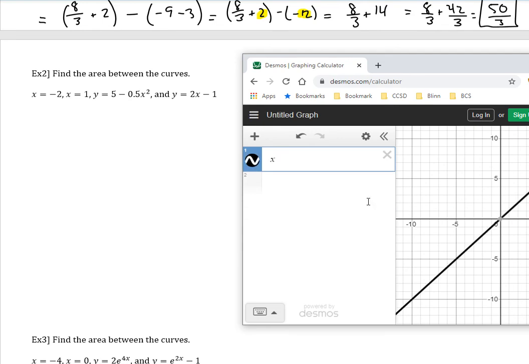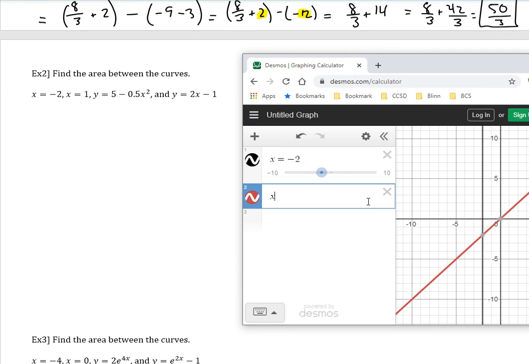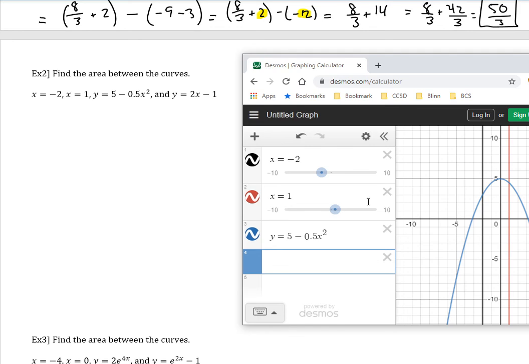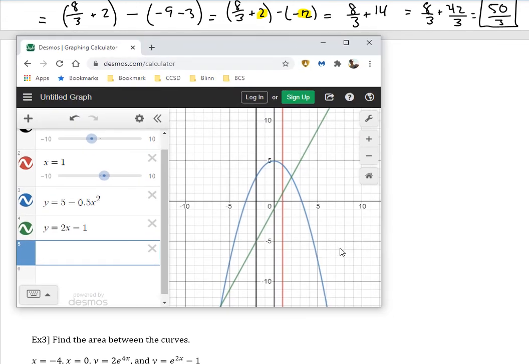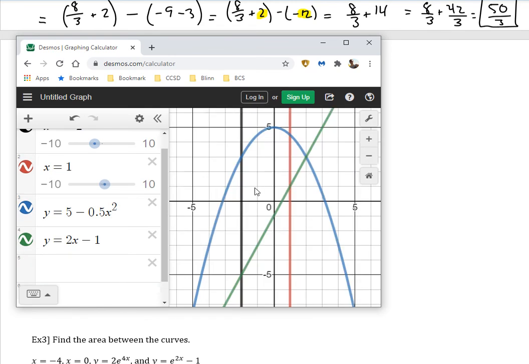We have x equals -2. We have x equals 1. We have y equals 5 minus 0.5x squared. And then we have y equals 2x minus 1. Enter. Okay, and so I want to find everything that's between all of those. Let me put it in the projector mode so we can see everything. Okay, so we've got the black line, blue, red, green.